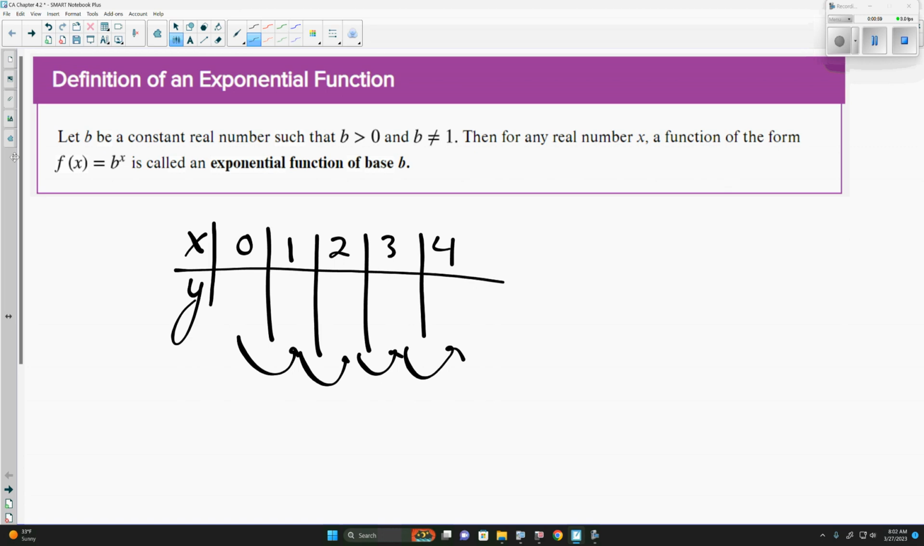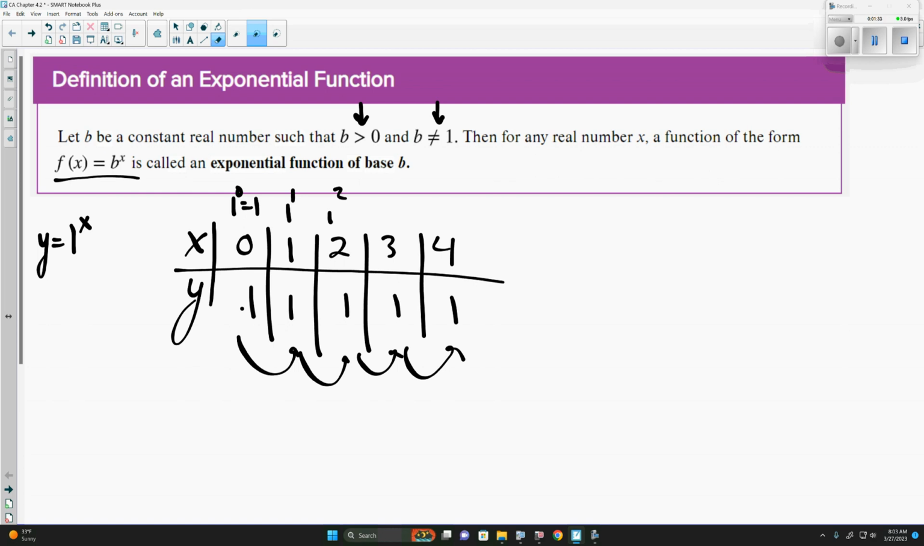Now, for any of these functions are going to come in the term f of x is equal to b to the x, where b is greater than 0, and it's going to be different than 1. Now, main reason we say it's different than 1 is because, well, if we said y equals 1 to the x, well, 1 to the 0 is just 1. 1 to the 1 is 1. 1 to the second is 1. All of these would be 1. So it really doesn't give us anything.